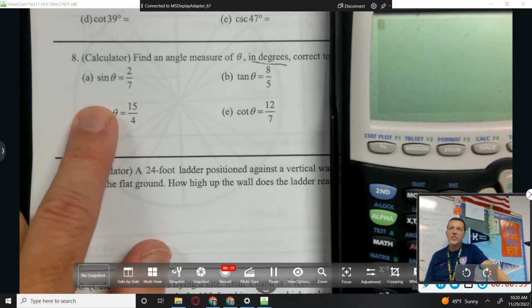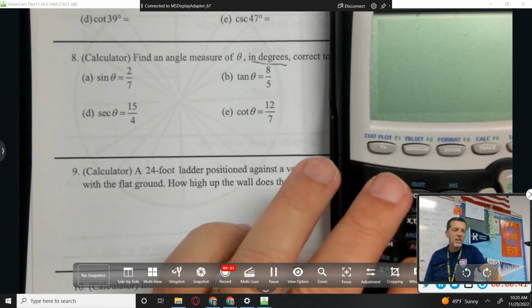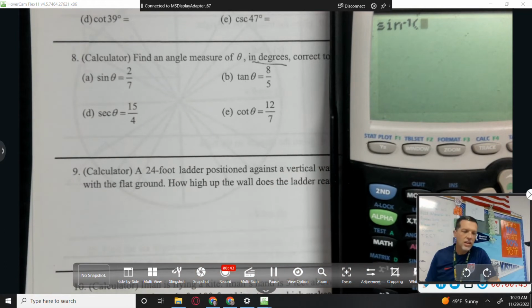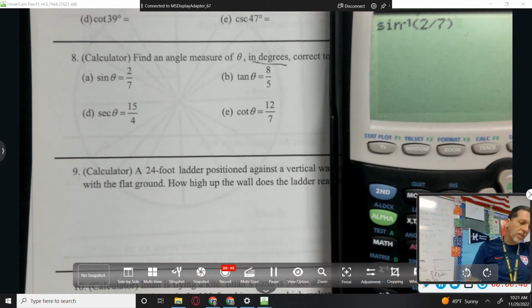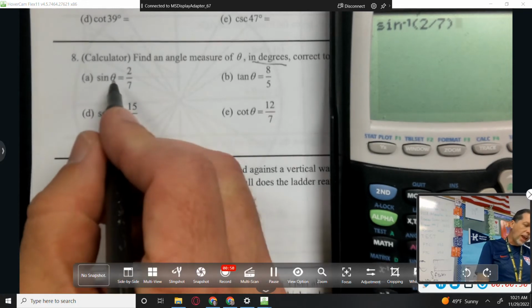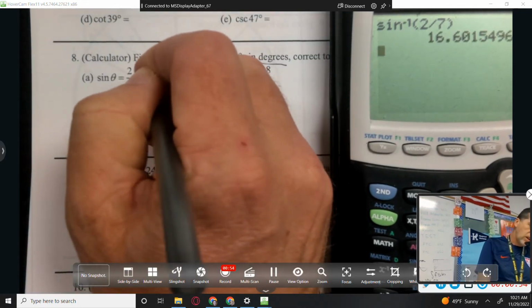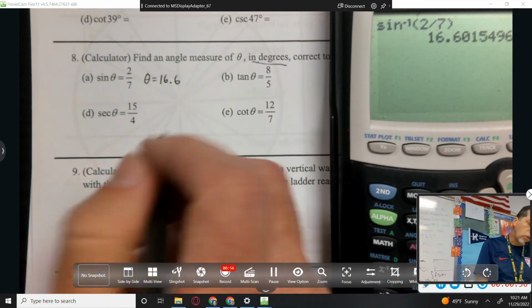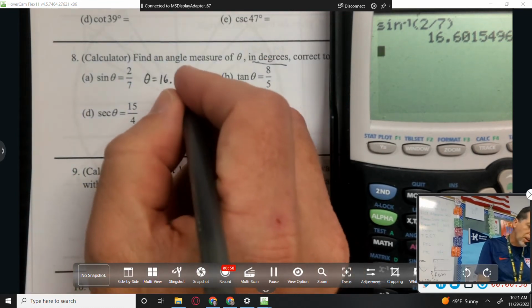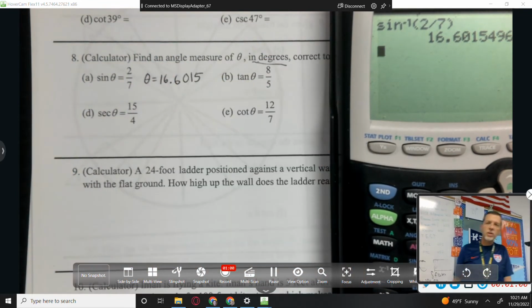Yeah, inverse sine. So second sine. That means find me an angle whose sine is 2/7. So if you're looking for an angle, it's always going to be an inverse. 4 decimals. It's a little extreme, but 16.6015.